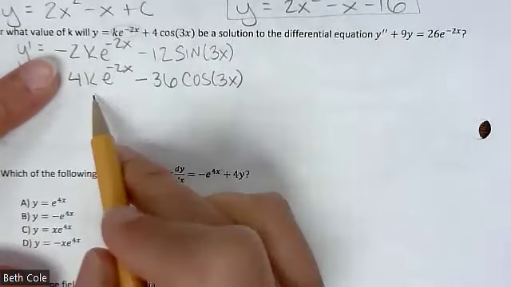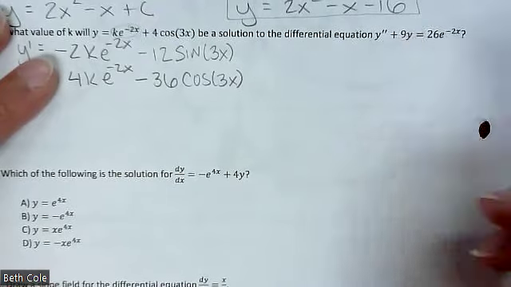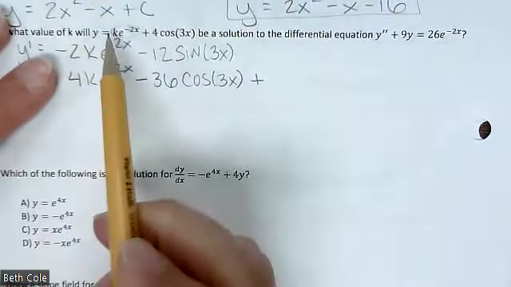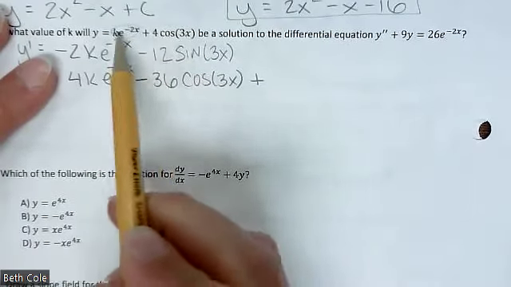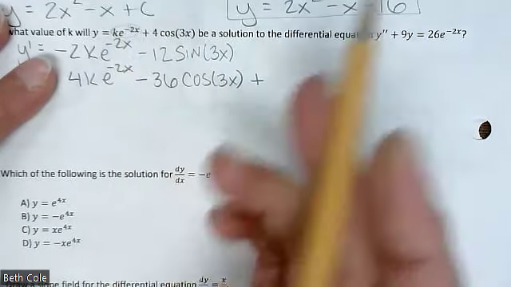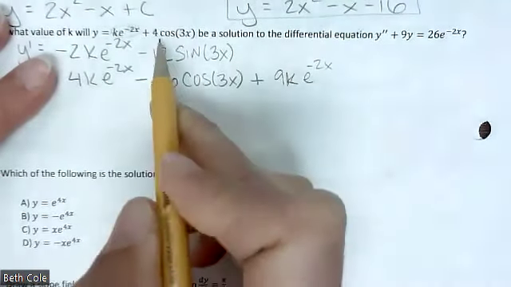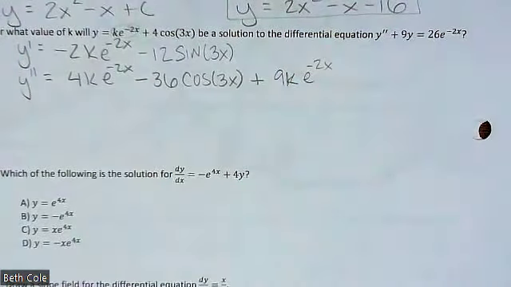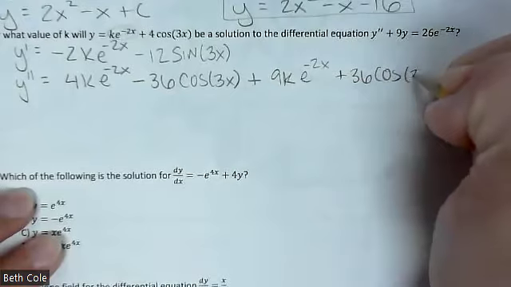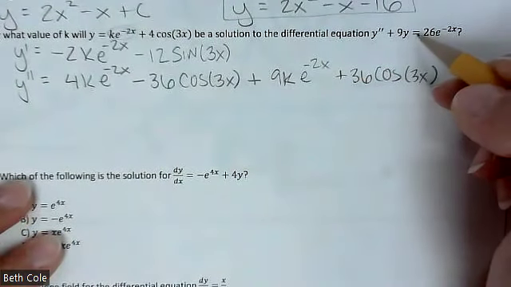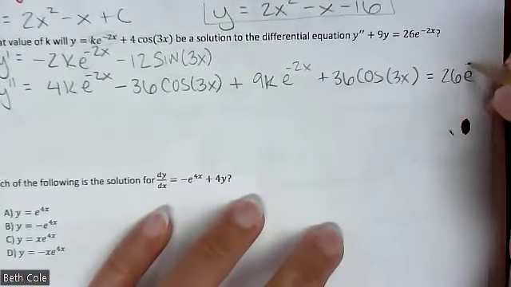Now, we found y prime prime. That's this awful thing. It says plus 9y. Do you see where I'm pointing there? Yeah. So we're going to have plus 9 times y, which is all of this. So we're going to distribute a 9 into both of those. So it's going to be 9k e to the negative 2x. And if you multiply this by 9, what do you get? Good, 36 cosine 3x. And it says that that equals 26 e to the negative 2x.